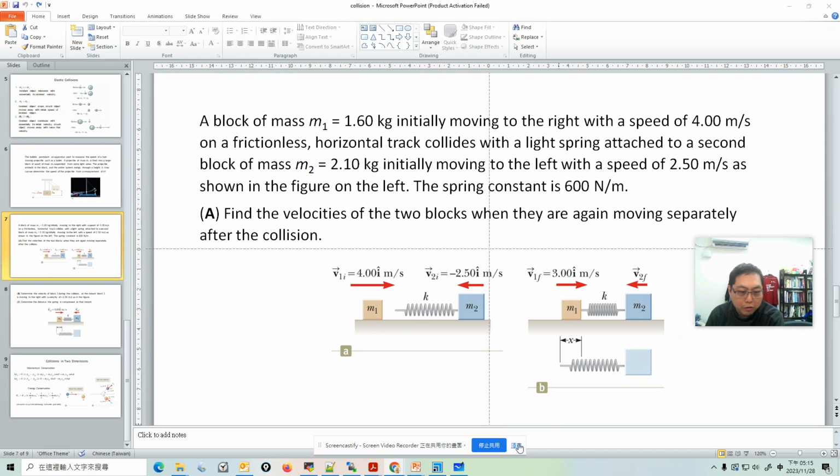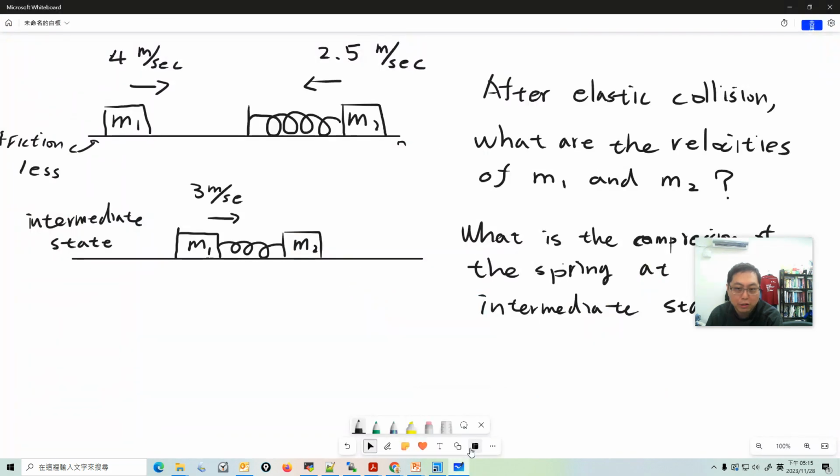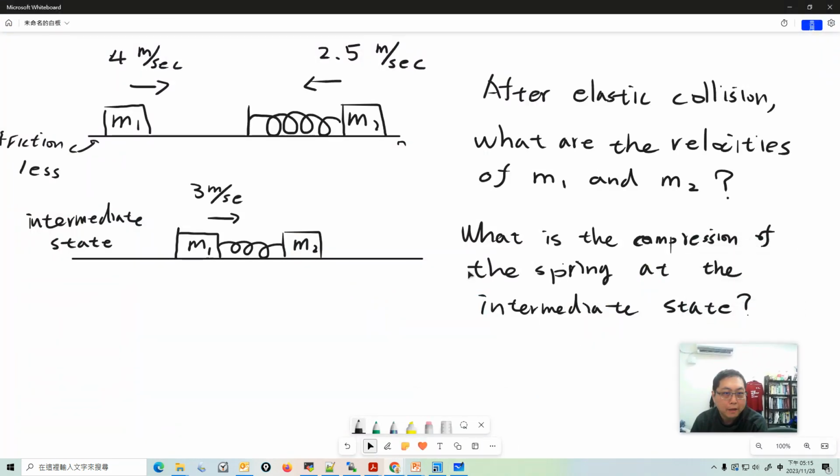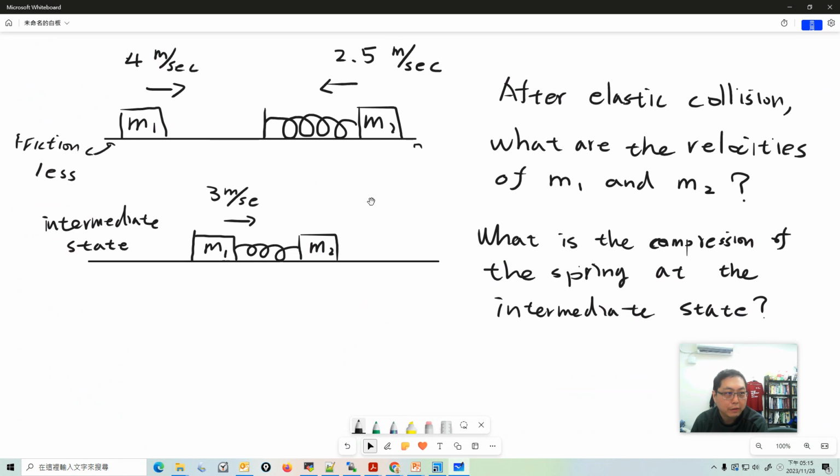Okay, let's answer the first problem. Find the velocities of the two blocks after the collision. We assume it's an elastic collision, and we just ignore the spring here. It doesn't make any difference, because during the collision we don't have to know the details of the collision force. So, the first problem: what are the velocities of M1 and M2 after the elastic collision?